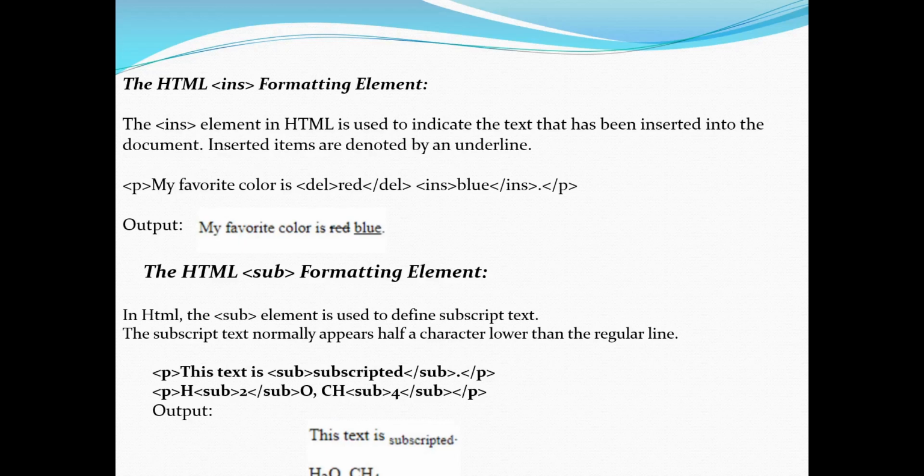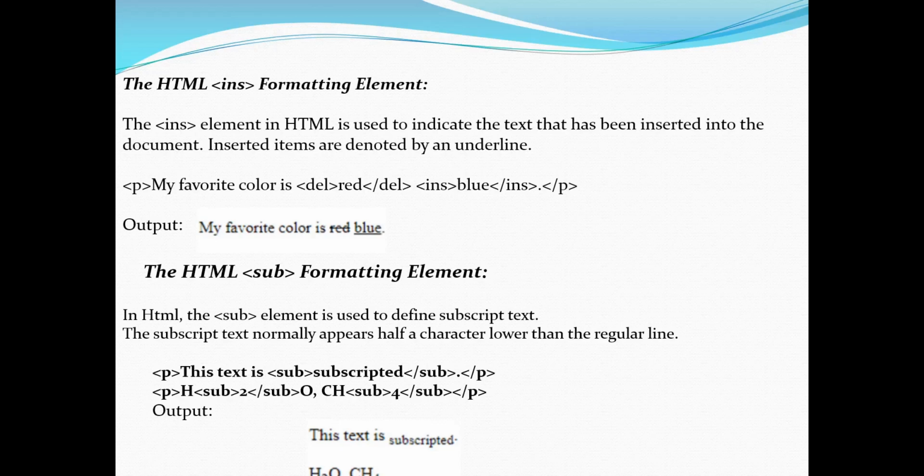Now the next tag which we see on the screen is insert. If you want something to get inserted in the document, you want to denote that some new items have been added, that is the case where you will use the ins tag. It is used to insert something new. So if you're inserting something, it has an underline under it. You can see, my favorite color is red. Red has a cut through it. That is because we have used delete. And then we have added blue color. It is to insert.